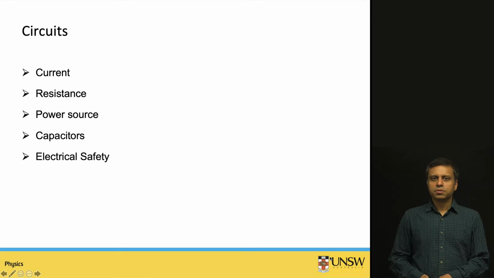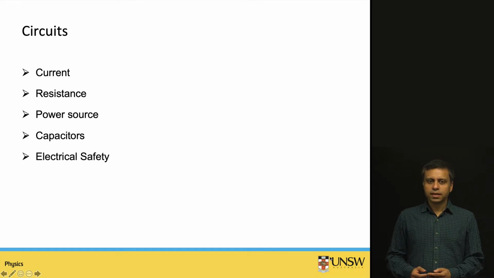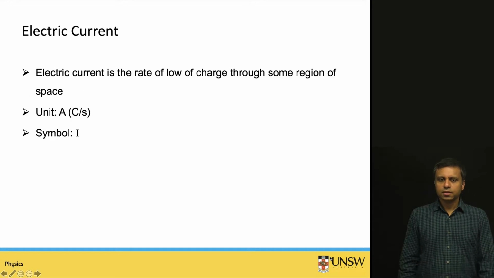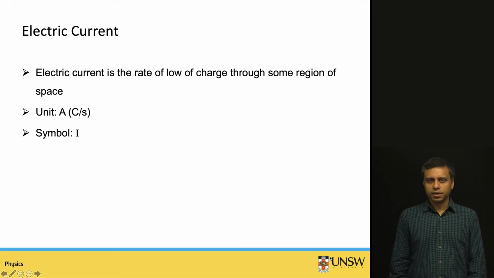And then we'll talk about power sources, which could be, for example, batteries that power our electrical devices. Then we will talk about another component called capacitors, which can store electrical charges. And then we will briefly discuss electrical safety. So let us begin with the definition of electrical current.